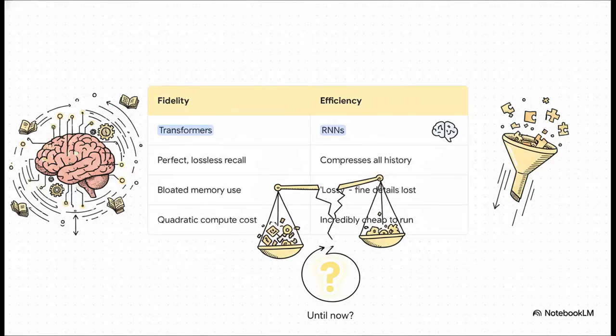And this slide lays out the classic dilemma perfectly. On one hand, you've got your modern transformers. They have flawless, perfect recall of everything inside their window. But their memory use is massive, and the compute cost grows quadratically. That means if you double the context window, the cost doesn't double, it quadruples. It gets out of control so fast. On the other hand, you had older models like RNNs. Super cheap to run, but they compress everything into a lossy summary, meaning important details just vanish. So for years, you had to choose perfect memory or efficient memory. You couldn't have both. Until now.